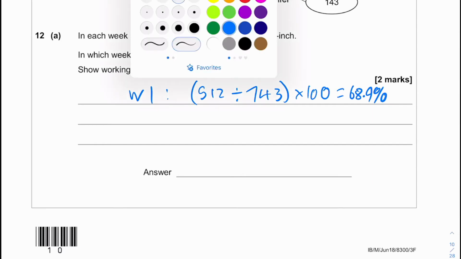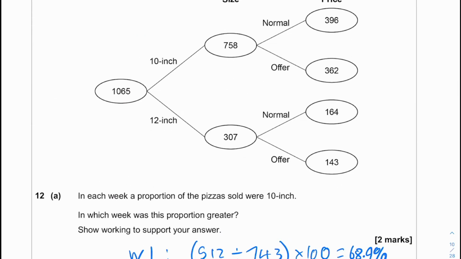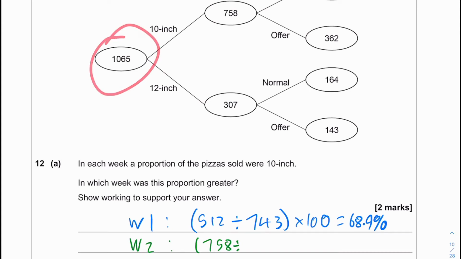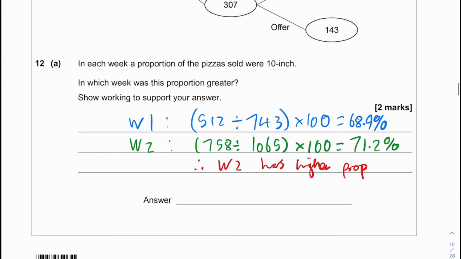And then for week 2, we'll do the same calculation. So the amount that was sold that were 10 inches, which is 758. So we've got 758 divided by the total amount of pizzas sold, which is 1065. And then times by 100 to get the percentage. And when we do this, what we obtain is 71.2%. So we can therefore say, week 2 has higher proportion. So week 2.